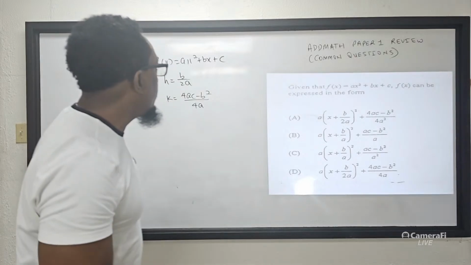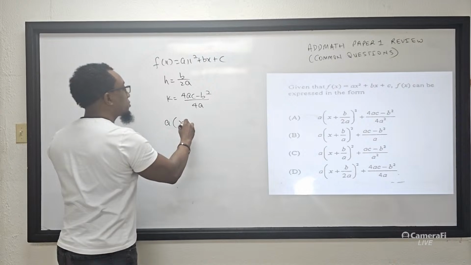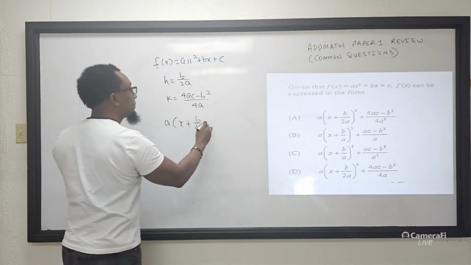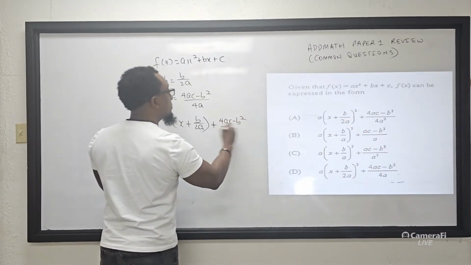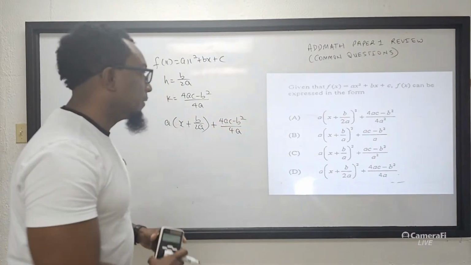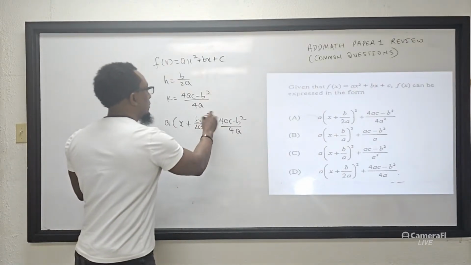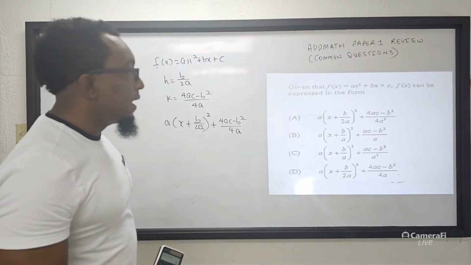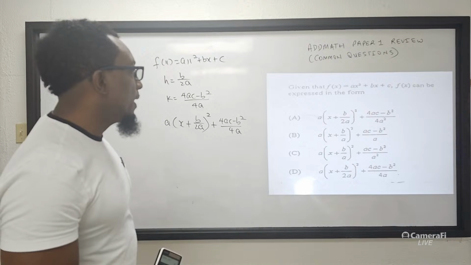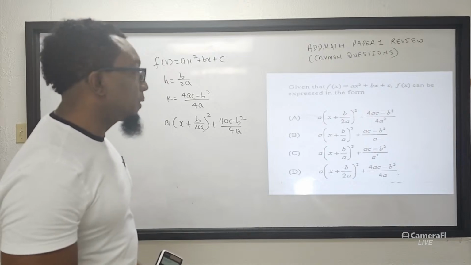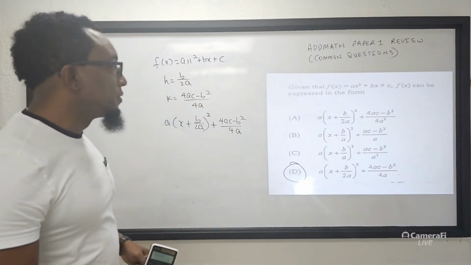So when we convert it into the form, we know a is the number in front of x squared, x plus h will be b over 2a, and plus k will be 4ac minus b squared all over 4a. So what corresponds to what we have there? Don't forget to square it. So that will be a into x plus b over 2a all squared, plus 4ac minus b squared over 4a. So we're looking at d. So that answer there is d.